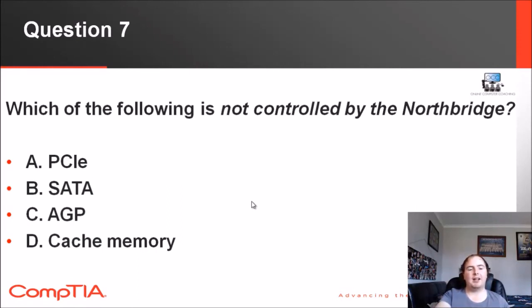Question 7, which of the following is not controlled by the North Bridge? We've got PCIe, SATA, AGP, and cache memory. The answer, first one, and the rest are obviously controlled by the South Bridge, is B, SATA.